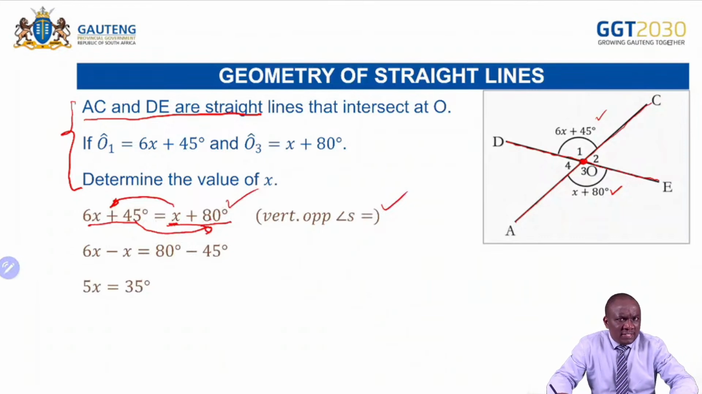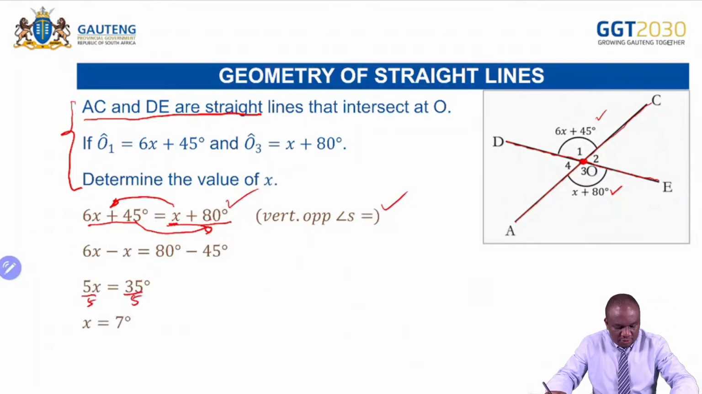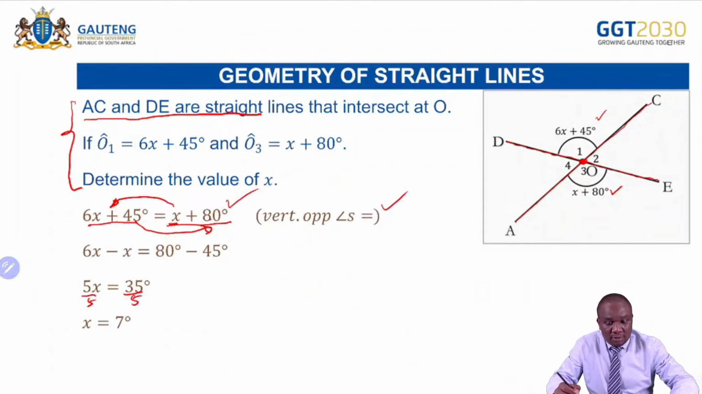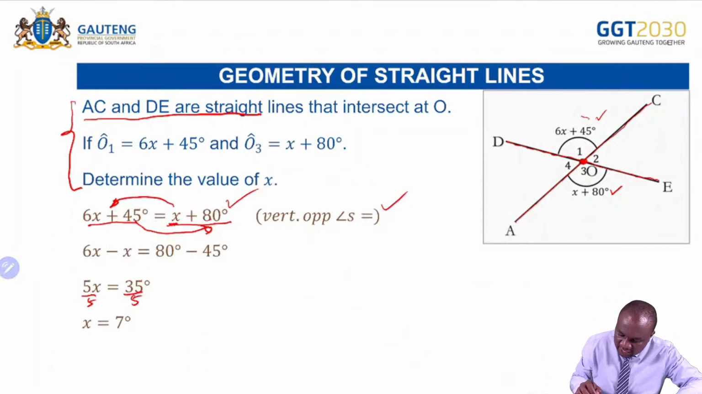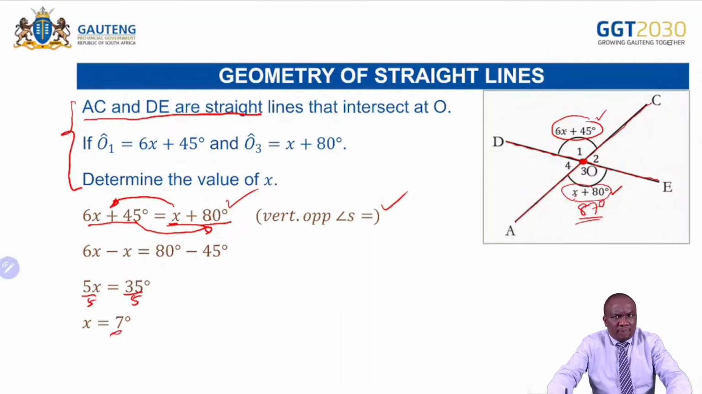And then how do we get x? We divide both sides by 5. So x is equal to 7 degrees. X, not the angle. If you want to find the angle, then you have to say 6 times 7 plus 45, or x plus 80, which is 7 plus 80. Actually, this one is easier. So it means this one is 87 degrees. The angle is 87 degrees there, because our x is 7. Okay? Right, we are done with the revision of intersecting lines.